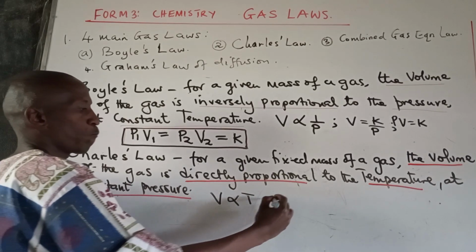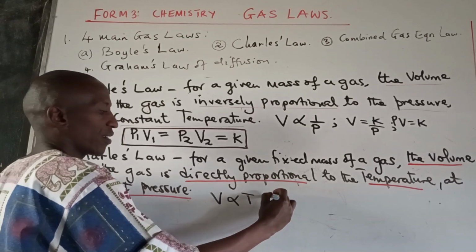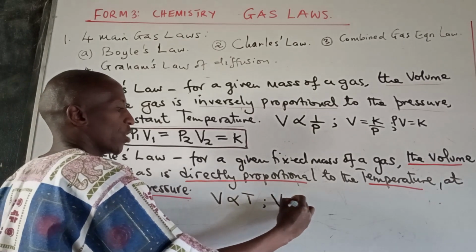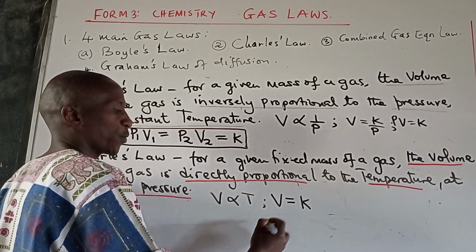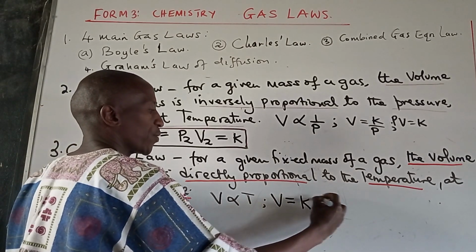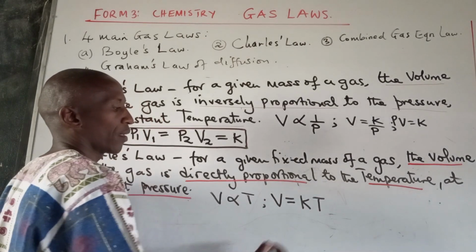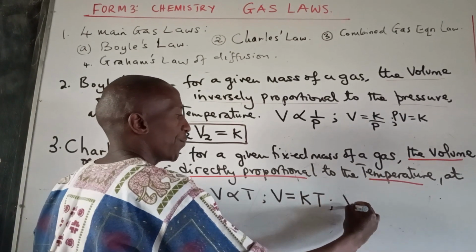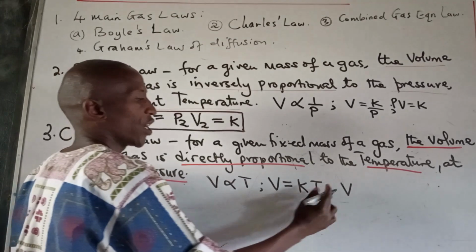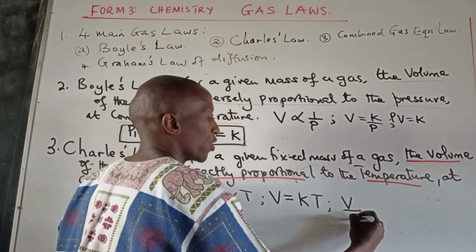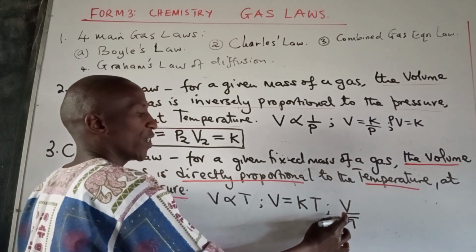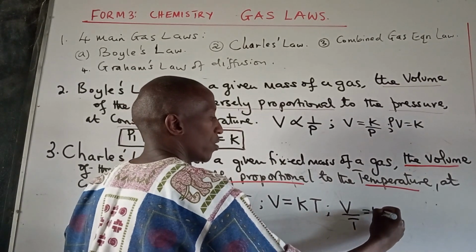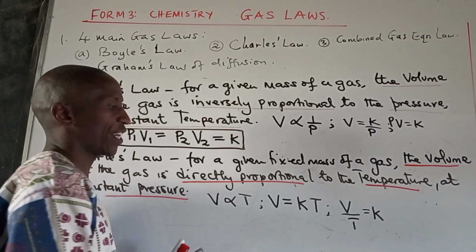Or what does that mean? If we remove the proportionality sign, we shall get that volume is equal to a given constant of proportionality multiplied by the temperature. And that means what? That means if we divide by temperature on both sides, we shall have volume divided by temperature is equal to the constant of proportionality.